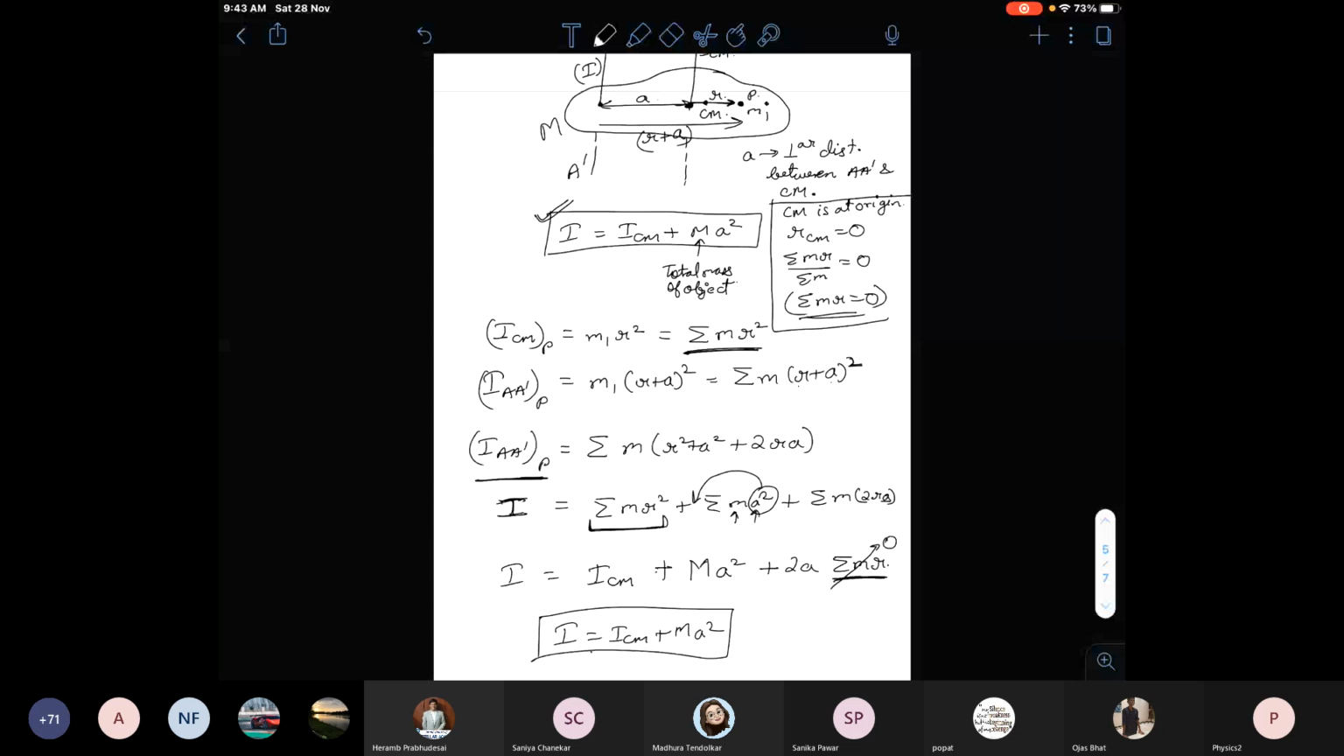I don't think the derivation is of much importance. It is not used very widely, and derivation is not asked at many places. But the application is important, so we will see the application.